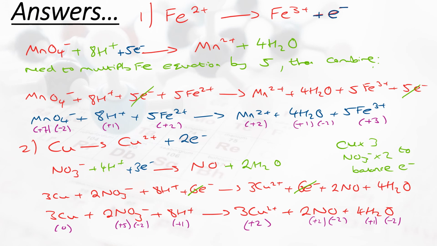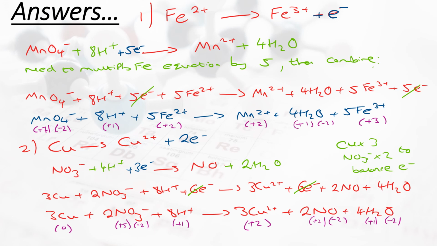Second question, we had copper becoming copper 2+. Again, this is a very simple one to balance. We don't have to worry about oxygens or hydrogens. We just have to balance the charge. Our atoms are already balanced, 1 copper on each side. So to balance the charge, just add 2 electrons to the right-hand side.